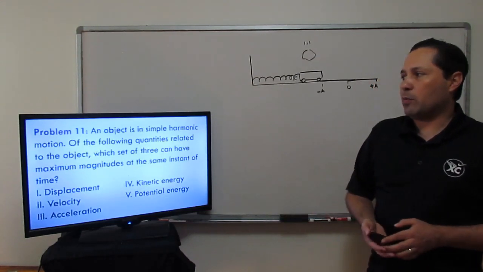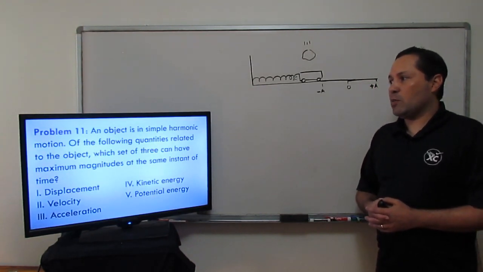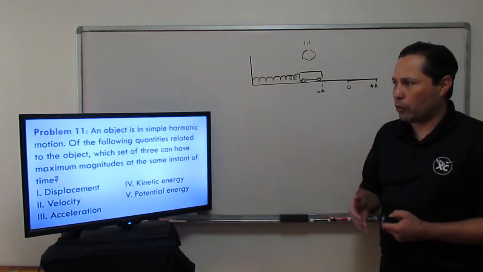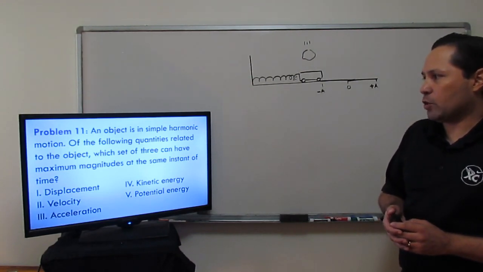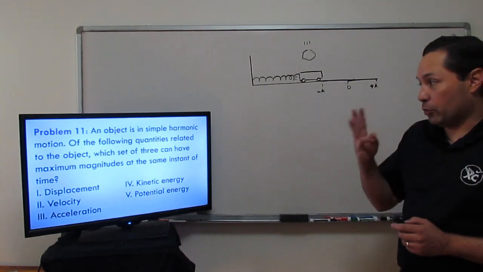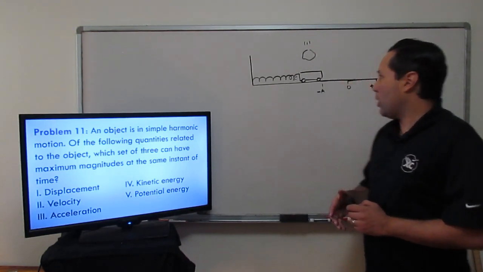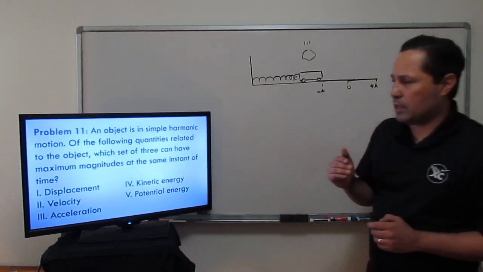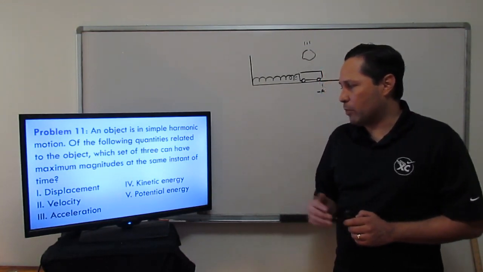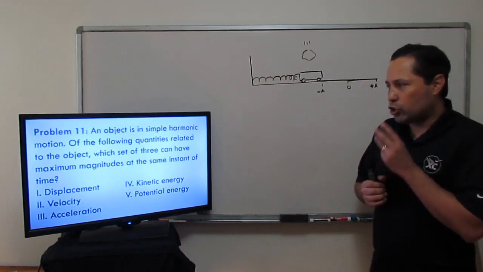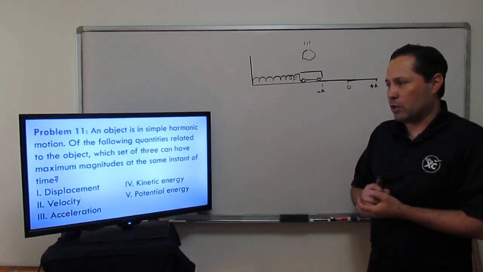Let's take a look at problem 11. It says an object is in simple harmonic motion, so going back and forth. Of the following quantities related to the object, which set of 3 can have the maximum magnitude at the same instant? Alright, so the answer for this one, let's see. It will be displacement, velocity, acceleration, kinetic energy, and potential energy. Which 3 could be at the greatest value at the same instant?